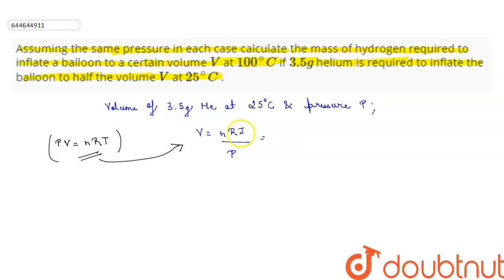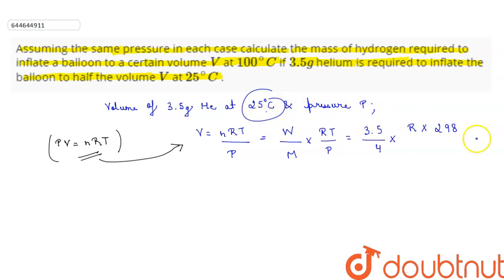As we know, the number of moles is the given mass divided by the molecular mass, into RT by P. So the given mass of helium is 3.5 and the molecular mass is 4, into R into 298. We have converted the temperature from degree Celsius to Kelvin, divided by P, and this is equation 1.